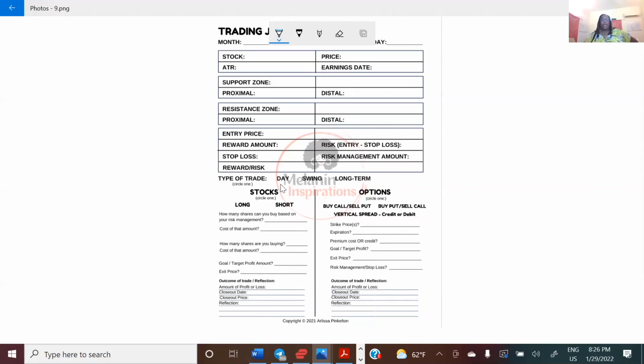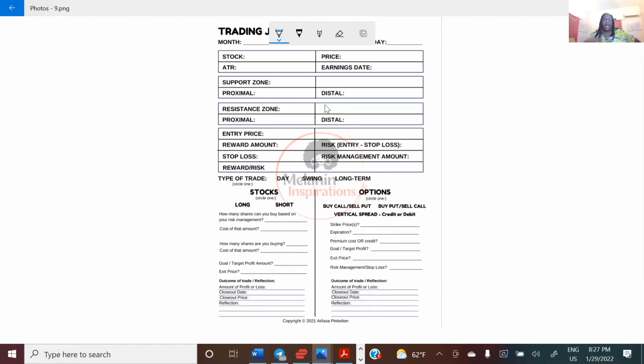Then you decide, am I day trading it? Am I swinging? Am I doing a long-term trade? Am I long-term buying? Am I doing stocks? Am I going long or short? Or am I doing options? Am I buying? Am I selling? Am I doing spreads? All these questions can be set up when you're planning a specific trade.